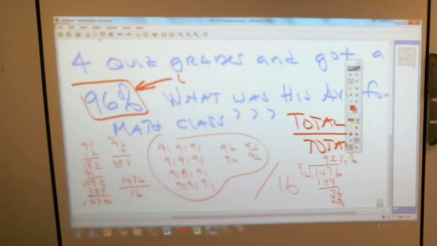So you always have to watch out for that anytime you're finding averages. It's always total amount over total numbers. You can't take averages of averages.